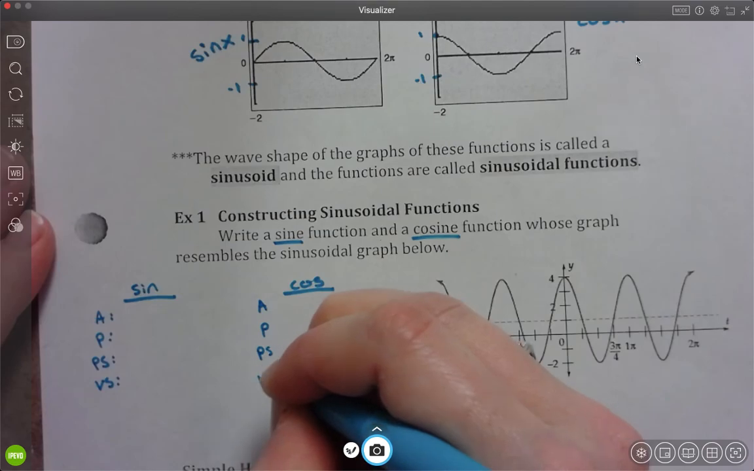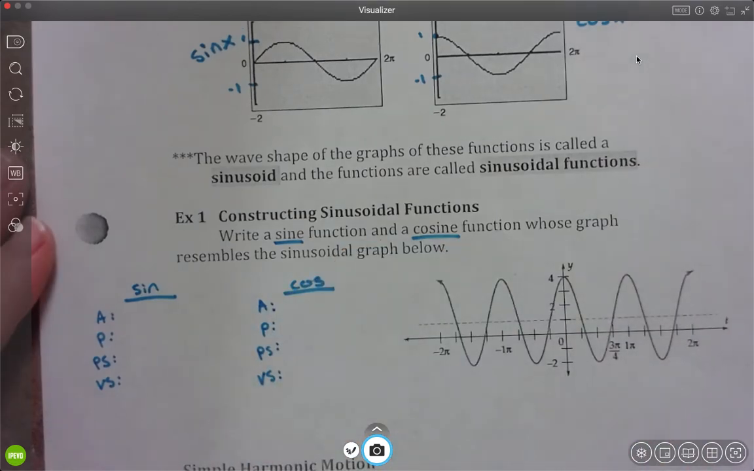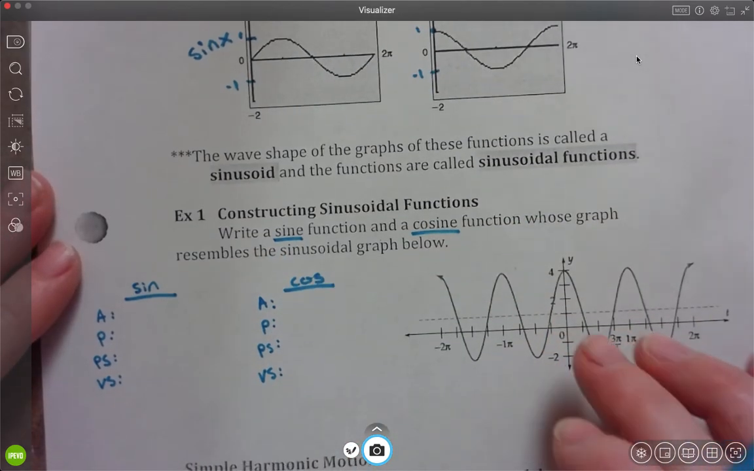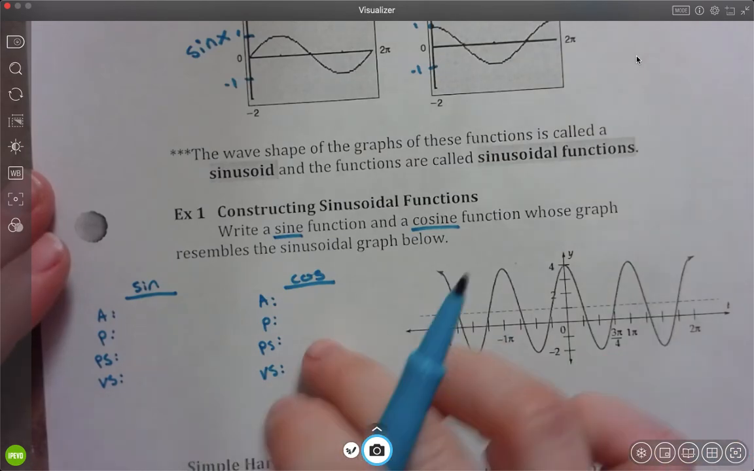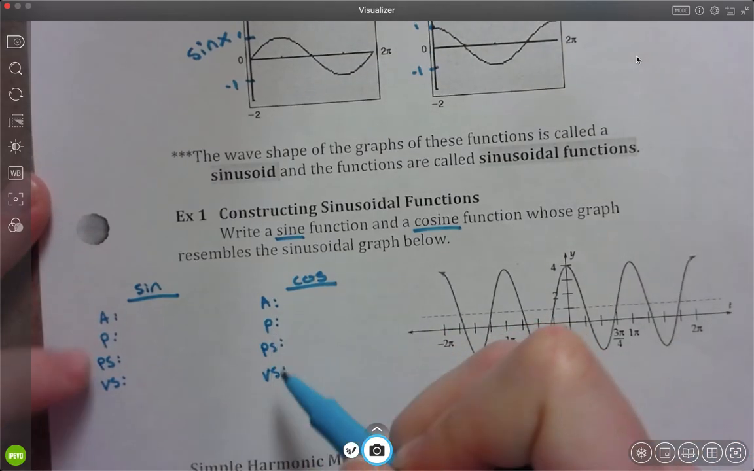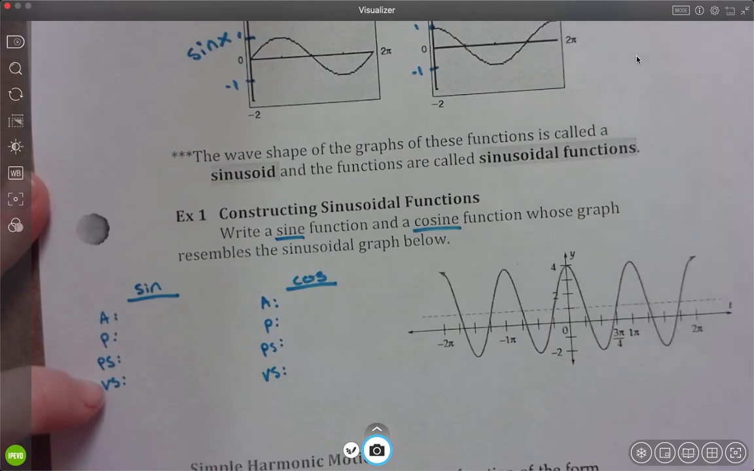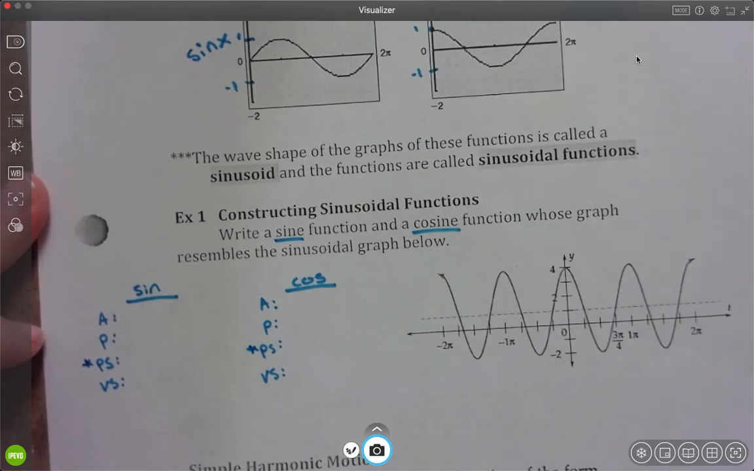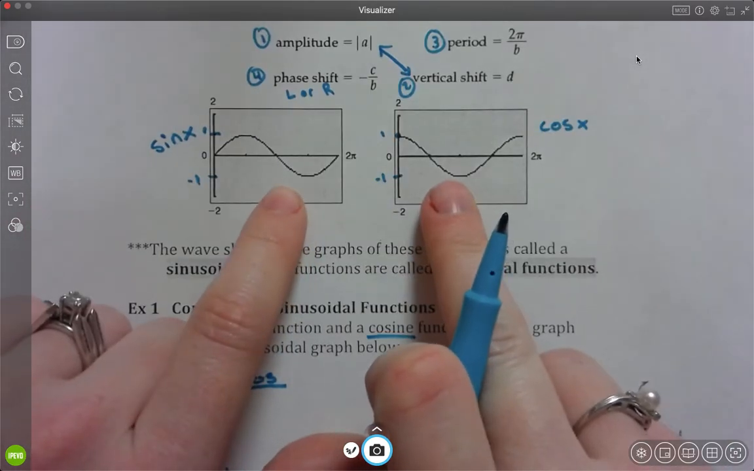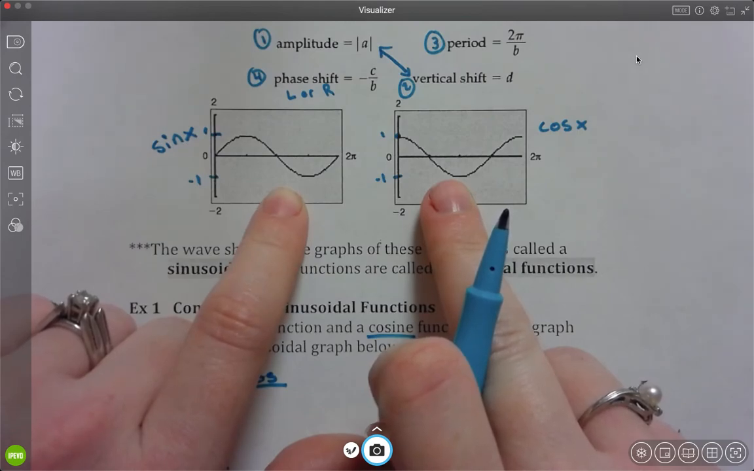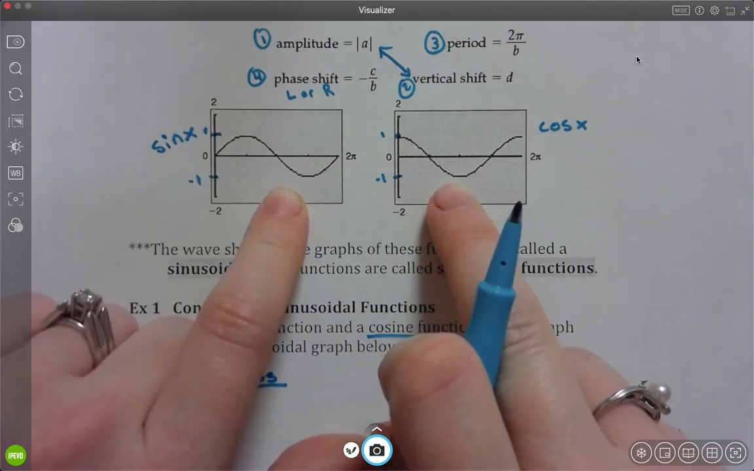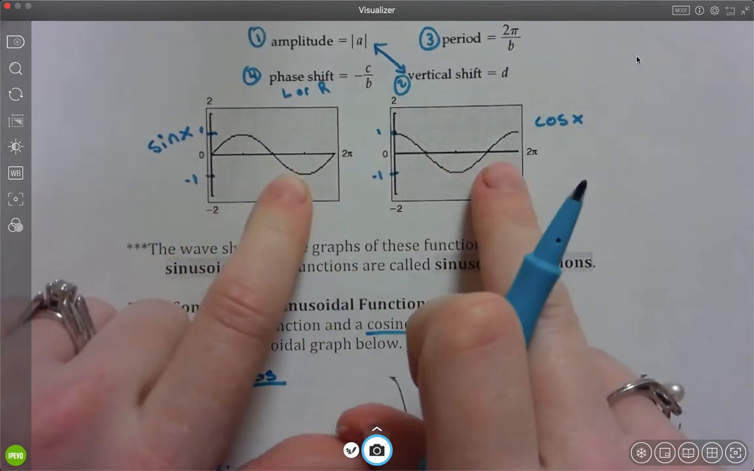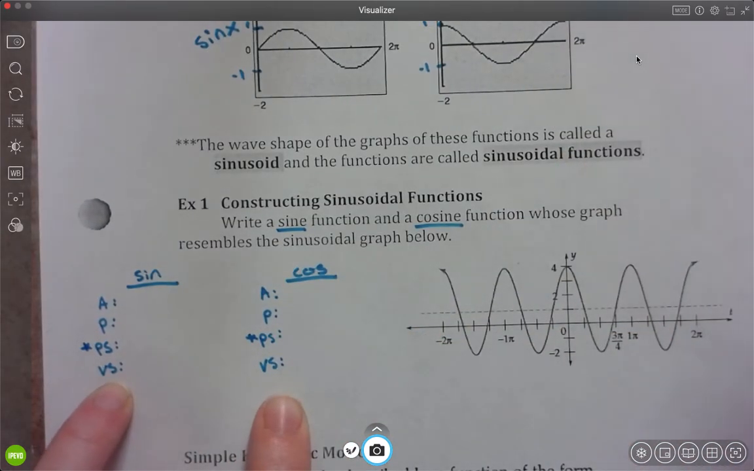If you don't remember from chapter 7, when you're trying to write sine and cosine functions for the same graph, you're just writing two different functions. The amplitude, the period, and the vertical shift will be the same for sine and cosine. The only thing that will be different is the phase shift, since it will be shifted one way or the other. Like this sine and cosine, their amplitude is both 1, their period is both 2 pi, and they don't have any vertical shift here, but their phase shift, one of them is shifted over from the other. That's the only thing that will change from sine to cosine, and that's what we need to alter here.